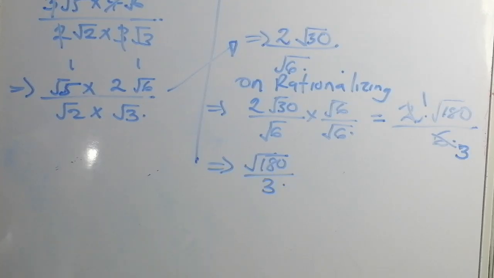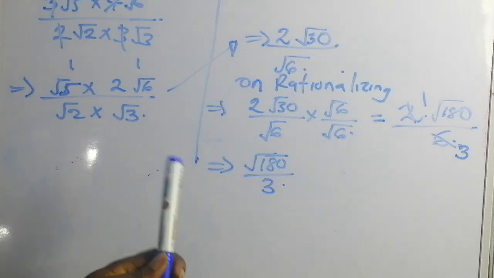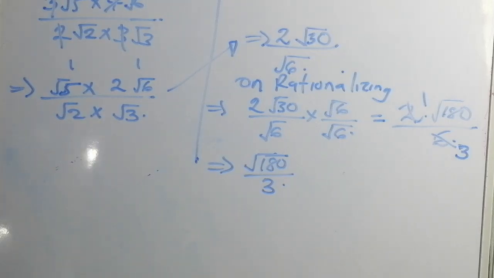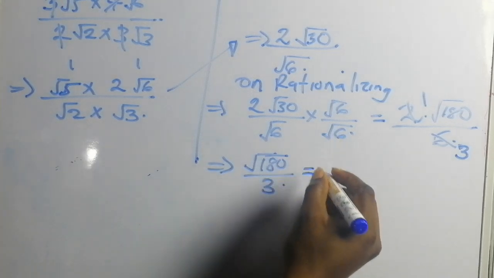Let me see if I can get the square root out. Okay, if I divide this one by 2, I will have root 90. So 9 times 10 is 90. So I can still simplify further.